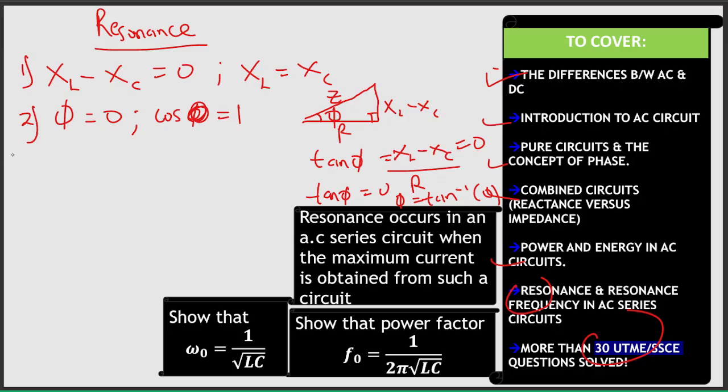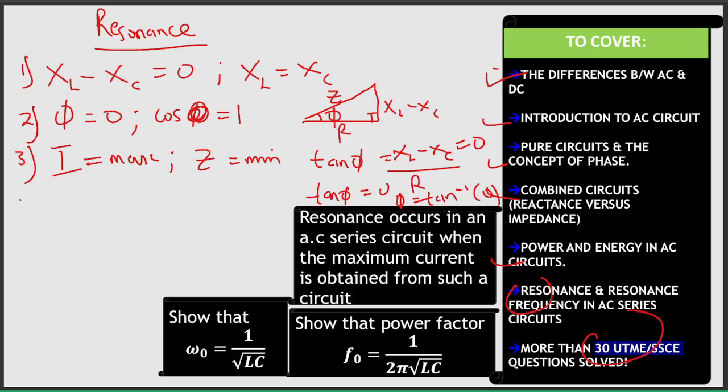Point number 3. Now, at resonance, current is maximum. And this means that impedance is minimum. Take note of that, very important. So you have maximum current flow through the circuit.